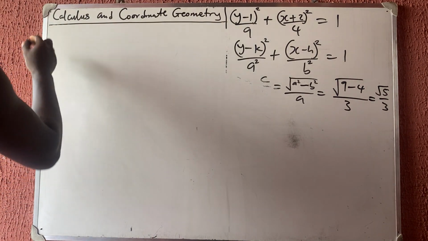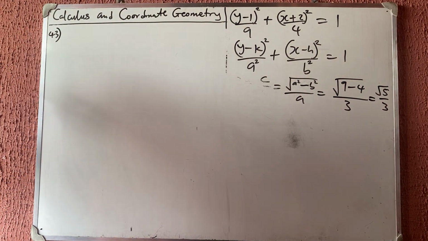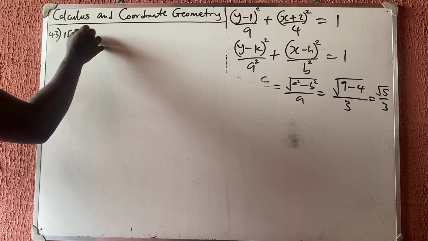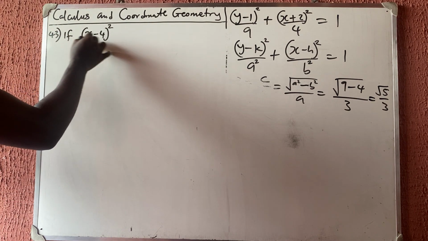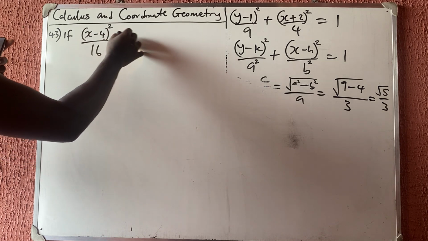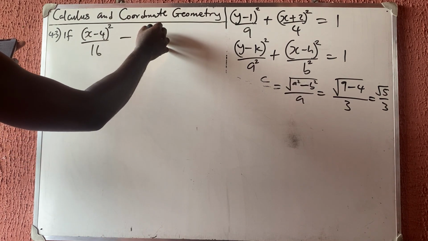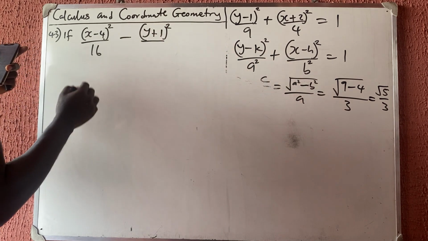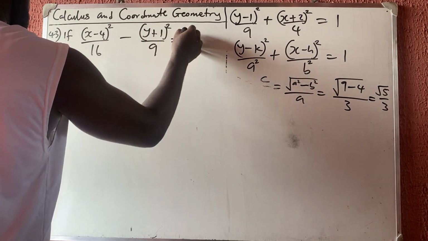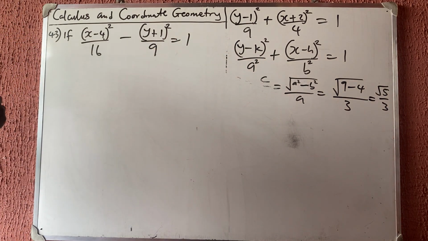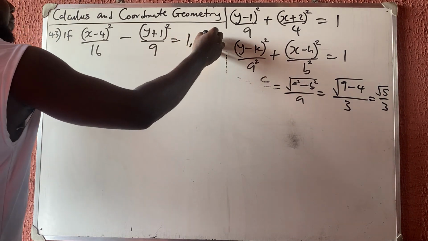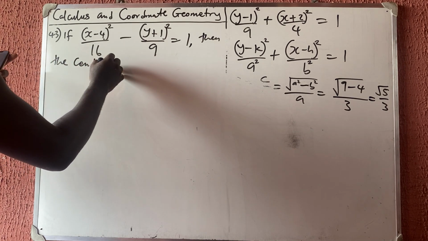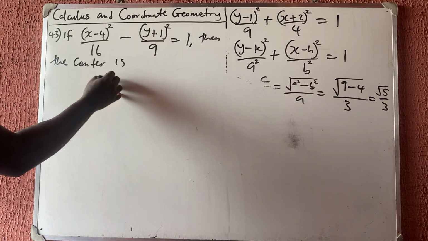Question number 43 said that if (x minus 4) all squared over 16 minus (y plus 1) all squared over 9 is equal to 1, then the center, comma, then the center is, okay, solution. This is very simple.